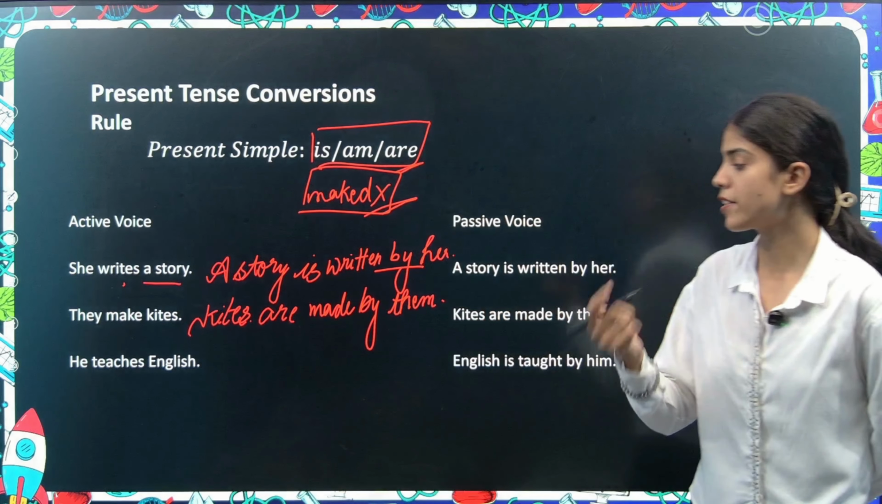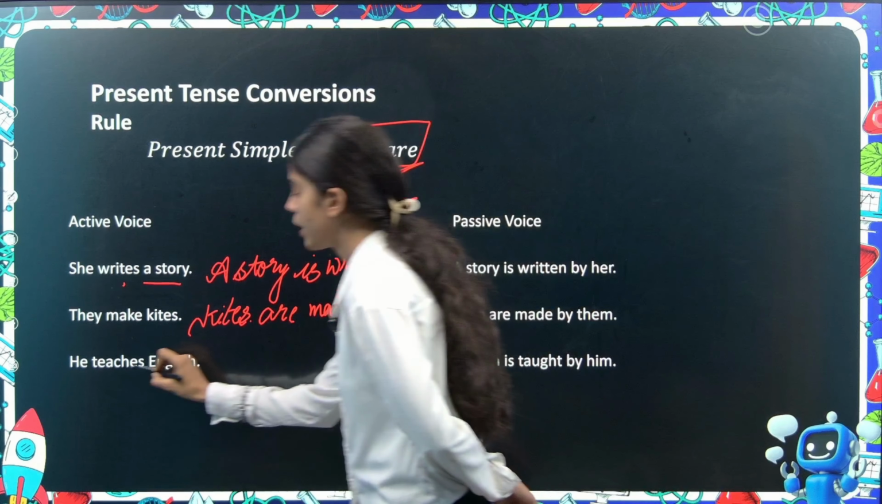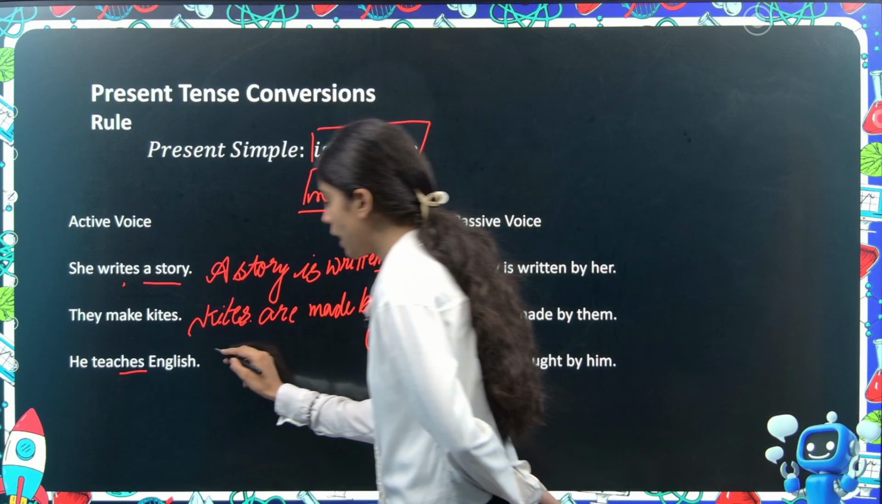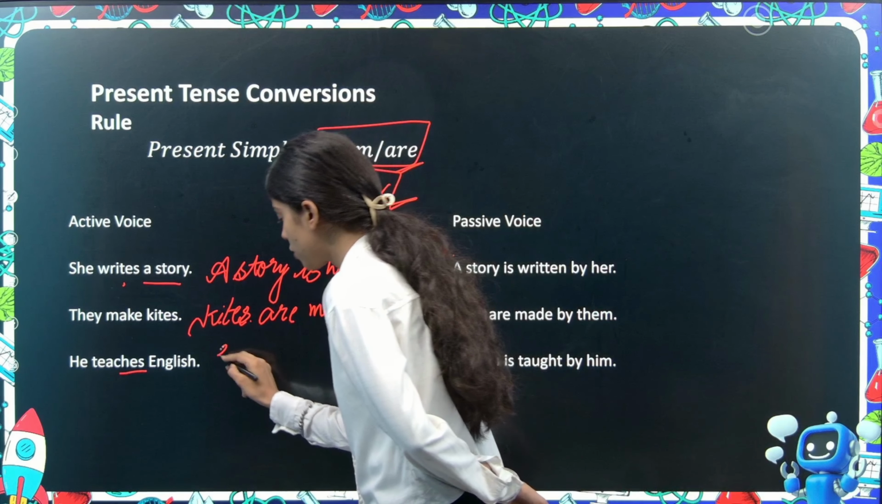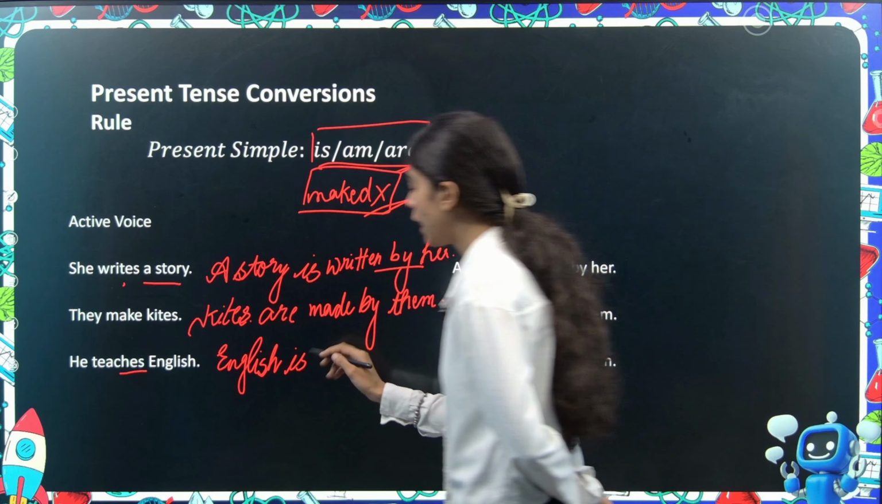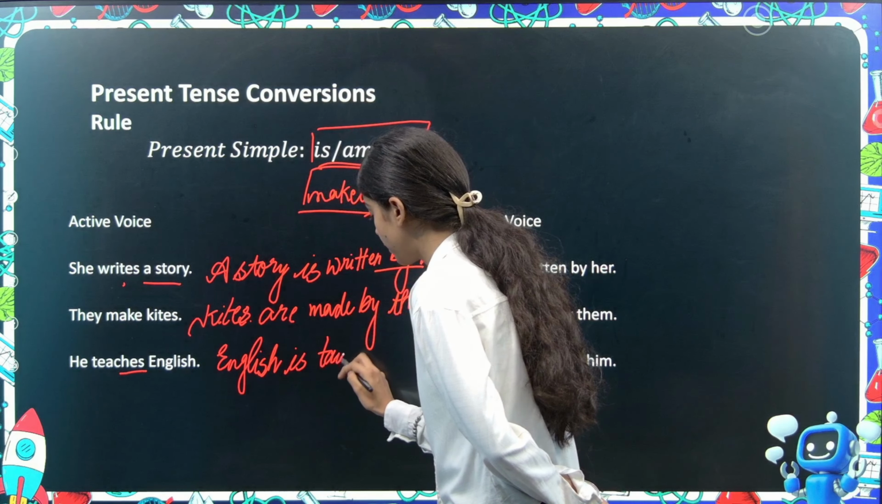Next is: he teaches English. Teaches means it is in simple present. Now we have to write English first. Is English singular or what? English is singular. So for teach, the third form is taught. English is taught by, and he will be converted into him. I hope it is clear. English is taught by him.